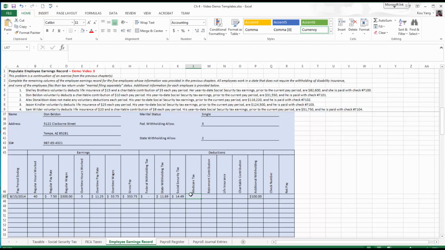All right, his Medicare tax is $3.39. That's what you did there: once again, taking the gross pay, subtracting the additional withholdings, and then multiplying that by the 1.45%. Retirement contribution is 0. Life insurance is 0. His charitable contribution is $10. And check number is 7101. Net pay, then, if I take his gross pay and subtract everything here, would be $194.18.